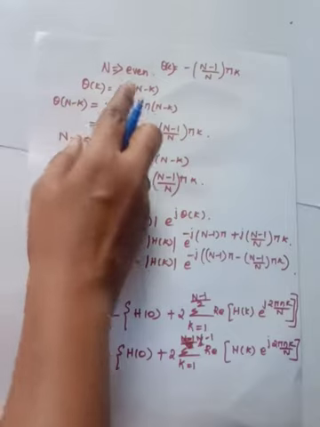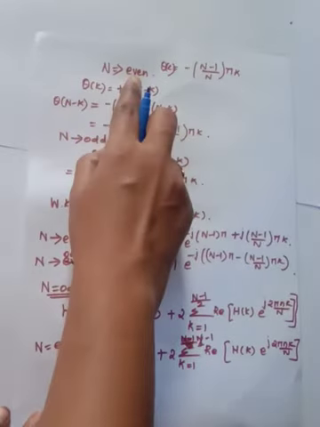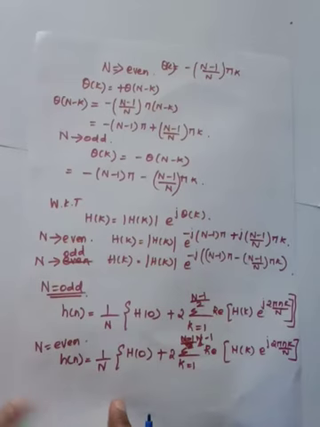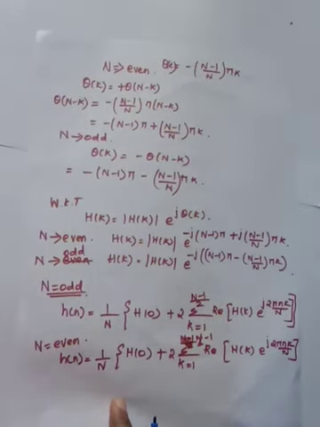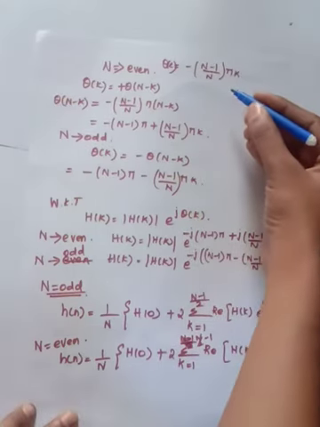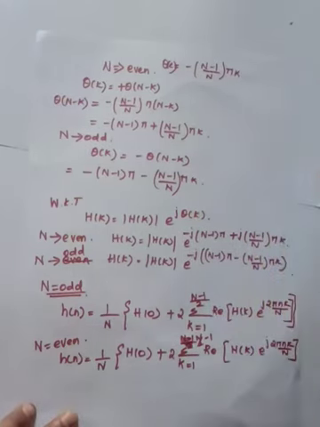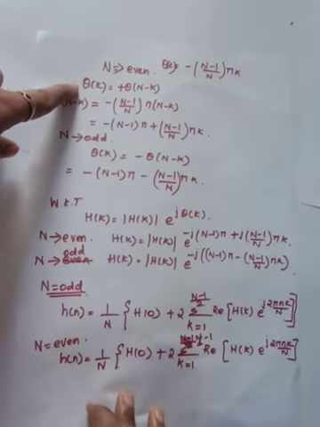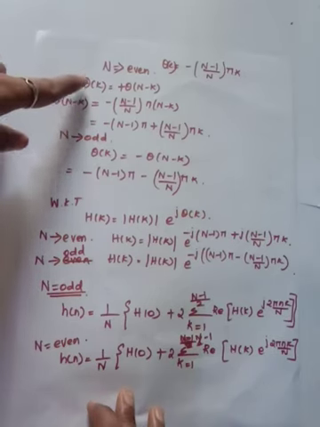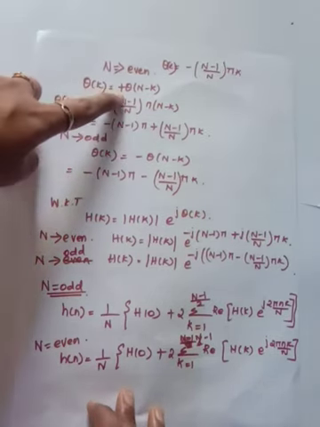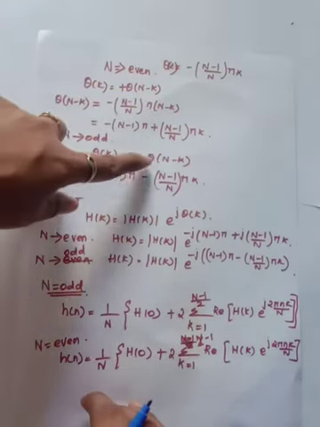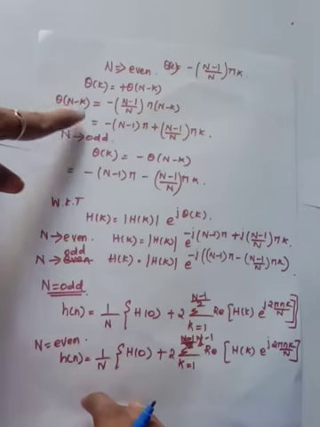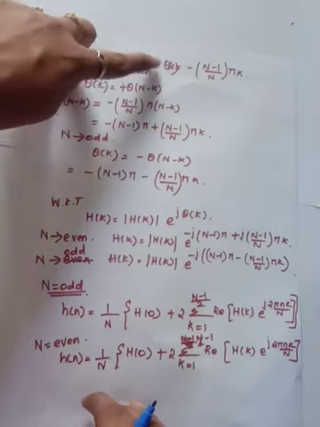Next, here we are going to consider the two cases: when n is odd and when n is even. So here we have to find theta of k. Theta of k equal to minus (n minus 1) by n into pi k. First, we are going to consider the even case and the odd case. In the even case, theta of k equal to theta of (n minus k). In the odd case, theta of k equal to minus theta of (n minus k).